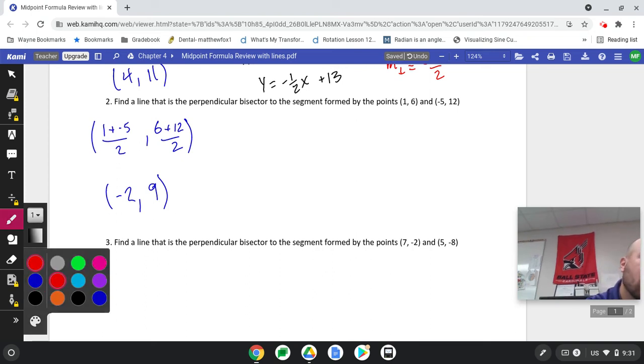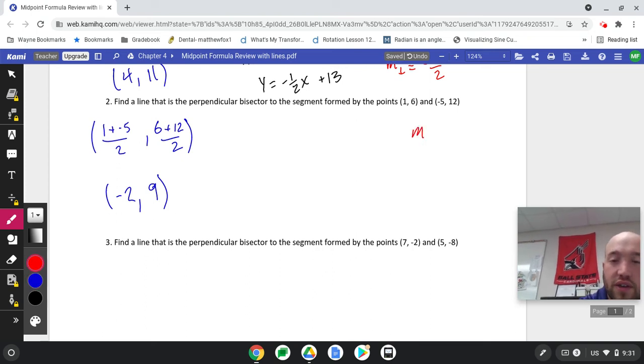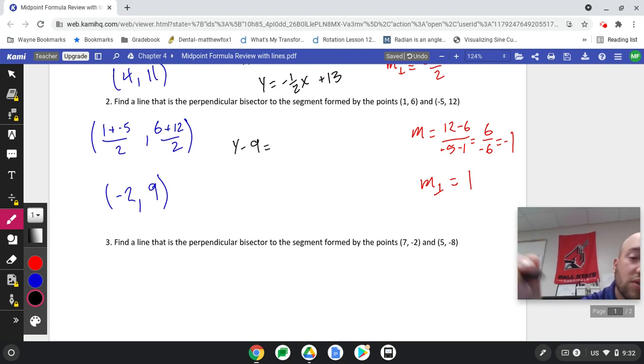And we also need our slope again. So to find the slope, y2 minus y1 and x2 minus x1. 12 minus 6 is 6. Negative 5 minus 1 is negative 6. So that will reduce to negative 1. Now the opposite reciprocal of that will just be positive 1. So our slope is 1. All we have to do now, y minus 9 equals 1 times x minus negative 2, which is the same as plus 2.